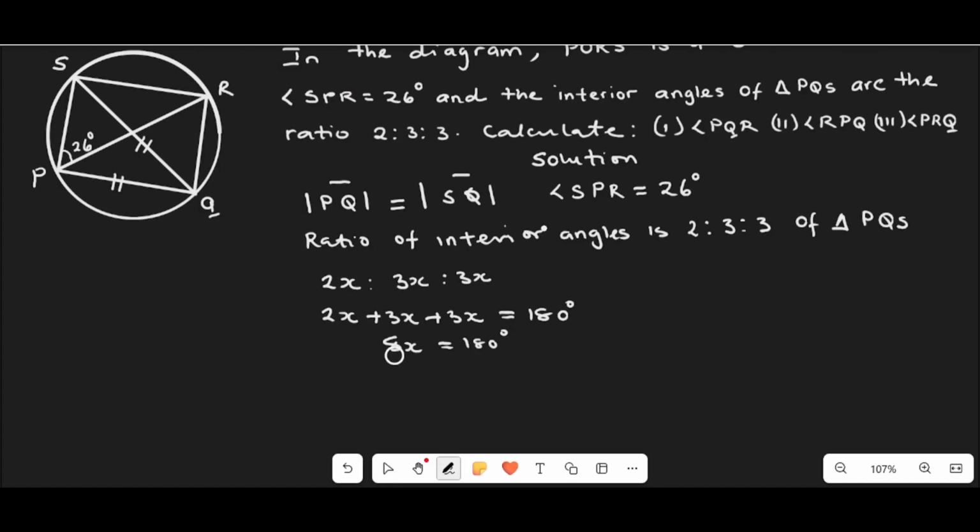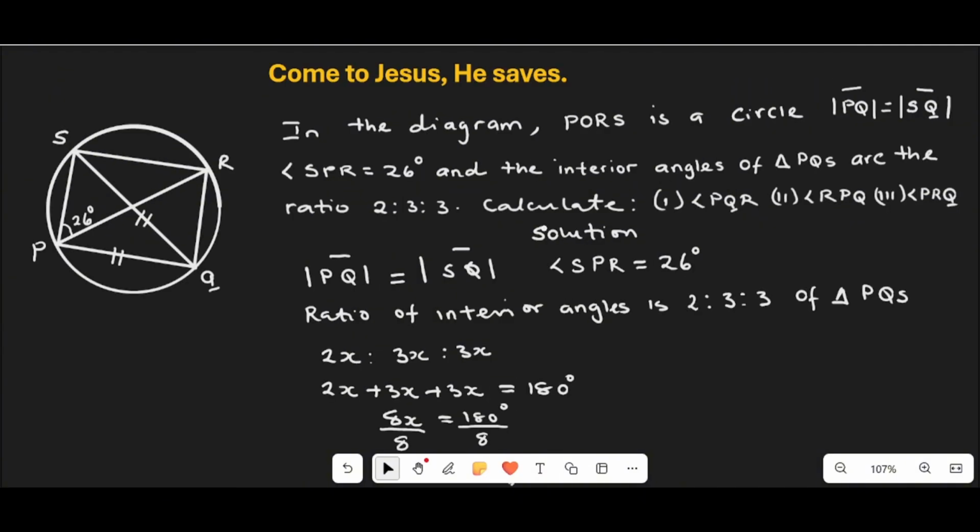Let us divide both sides by 8 to determine the value of x. x equals 22.5 degrees. Now, let us determine the value of each interior angle.